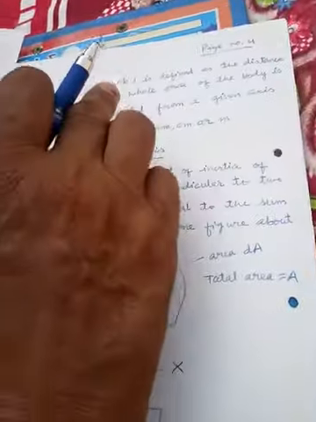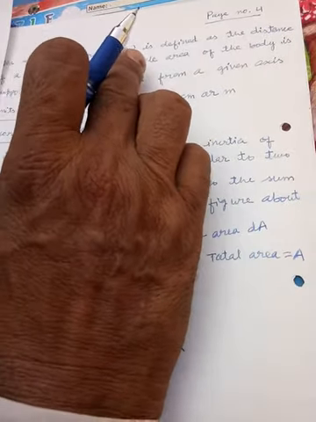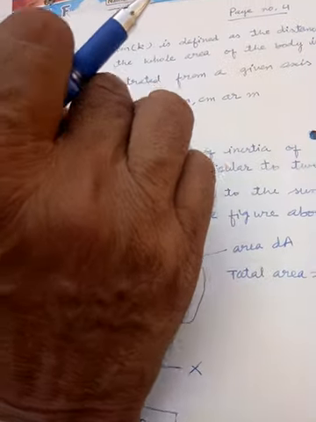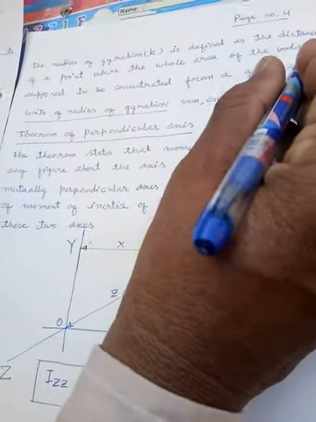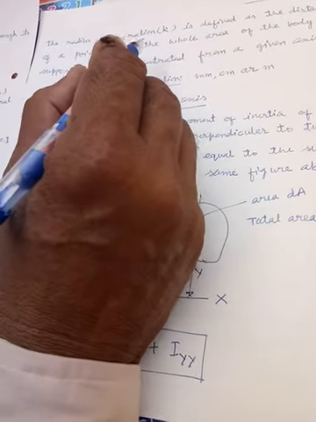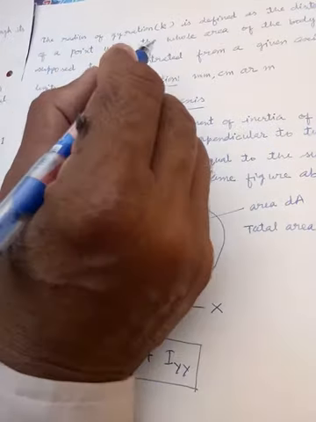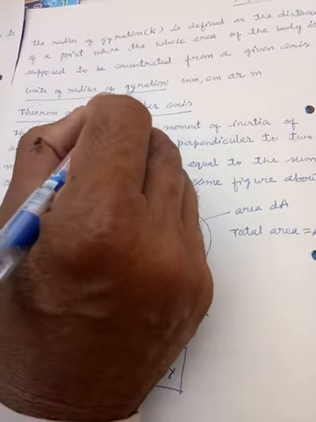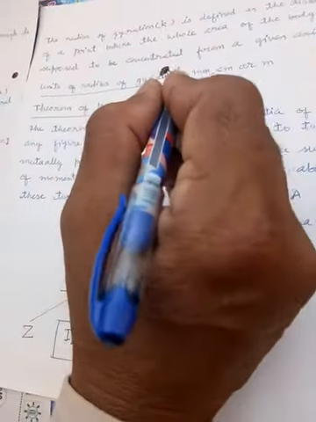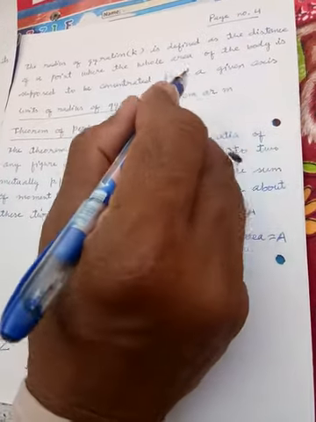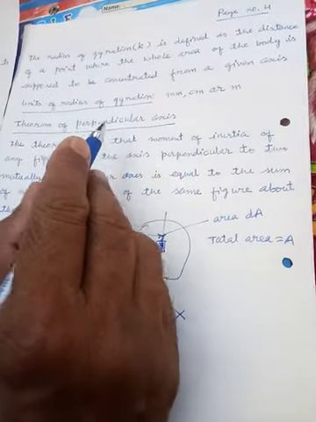The radius of gyration, denoted by K, is defined as the distance of a point from the given axis where the whole area of the body is supposed to be concentrated. The units of radius of gyration are, because it is a distance, millimeter, centimeter or meter. So next is the theorem of perpendicular axis.